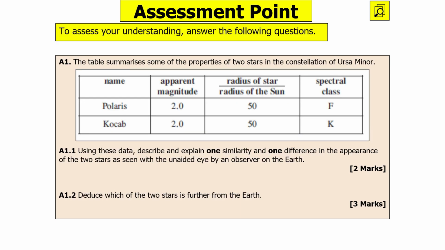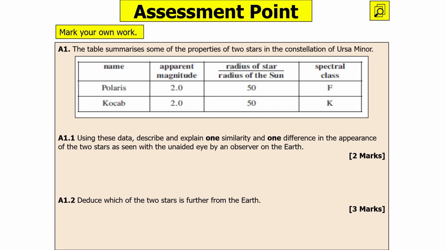The next question says, the table summarises some of the properties of 2 stars in the constellation Ursa Minor. Using these data, describe and explain one similarity and one difference in the appearance of the 2 stars as seen with the unaided eye by an observer on the Earth. Then deduce which of the 2 stars is further from the Earth. So pause the video now, then unpause the video when you want to go through your answer.